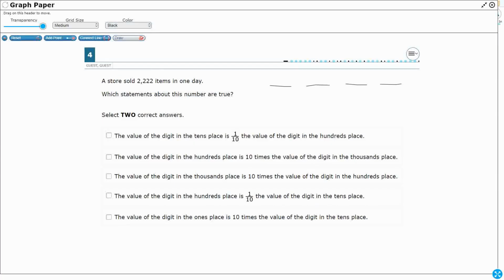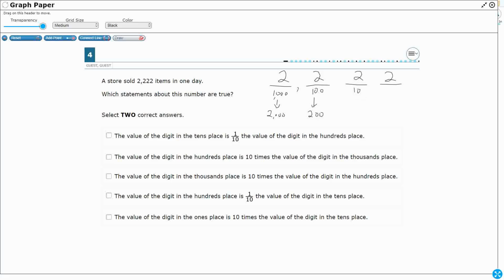And so what I'm going to do to help here, 2,222. Since I've already got the digits there, I'm going to write the value of each of those, okay? So this is going to be in the thousands place, right? So this is worth 2,000 because it's a 2 in the thousands place. This is in the hundreds place, so it's worth 200 because it's a 2 in the hundreds place.